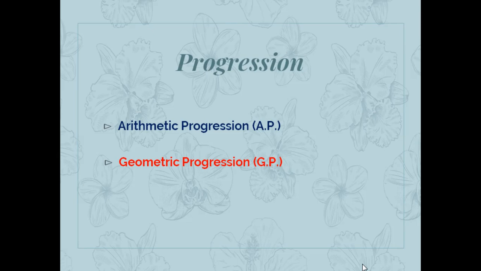Now progression. There are three types of progression. First one is arithmetic progression. Second one is geometric progression. And third one is harmonic progression.